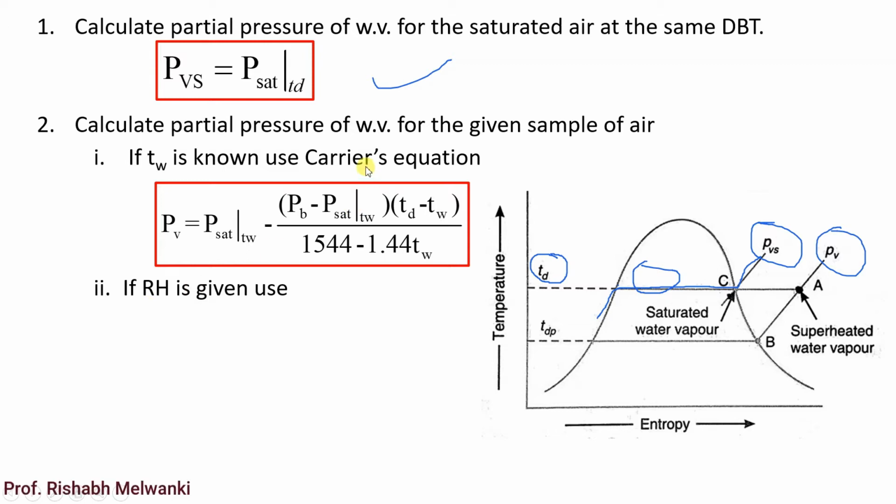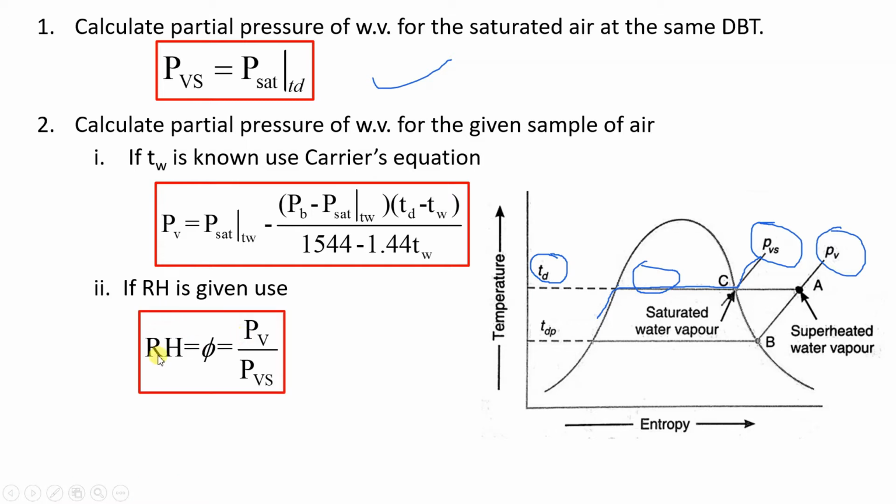Okay, dry bulb temperature is given. What is the second data? Based on that we have different types. Now suppose RH is given in the question. Then what do we have to use? RH is equal to phi. And PVS we are calculating over here, and RH is given, so we can calculate PV.